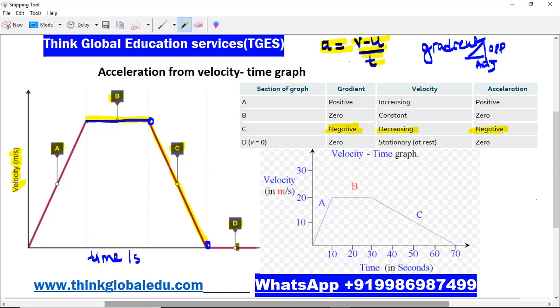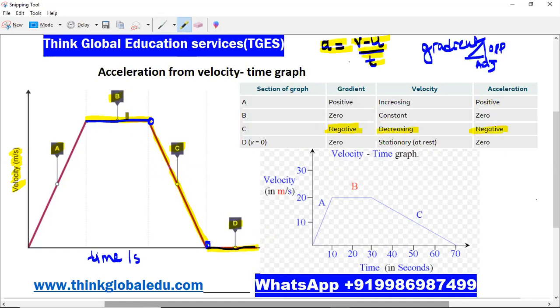If you look at part D, the velocity of the object is zero. It means that the object is not moving anymore. If the object is not moving, it is in a state of rest, so again we have zero acceleration. Also, we can say the gradient of the line in parts B and D is zero.